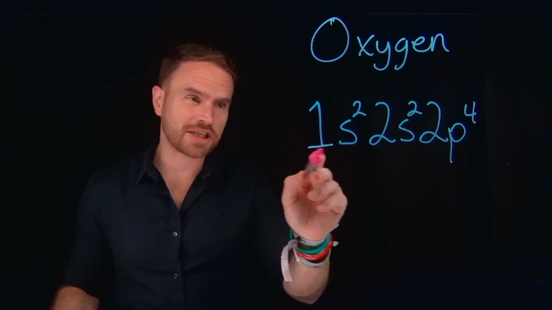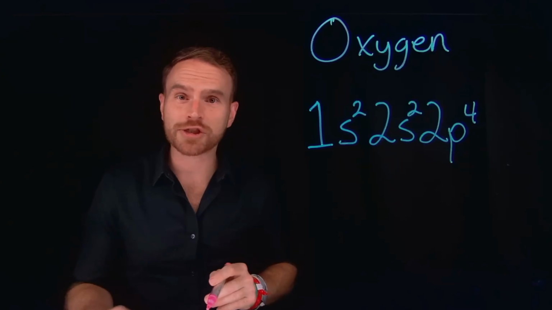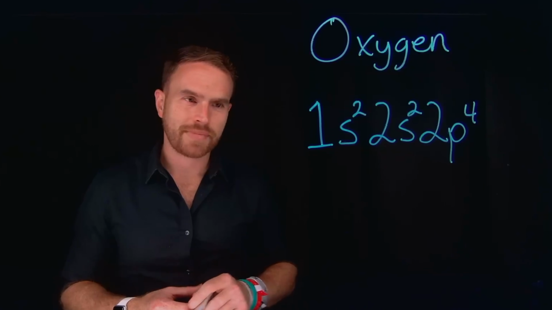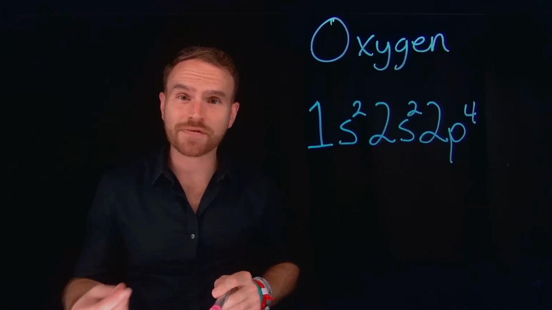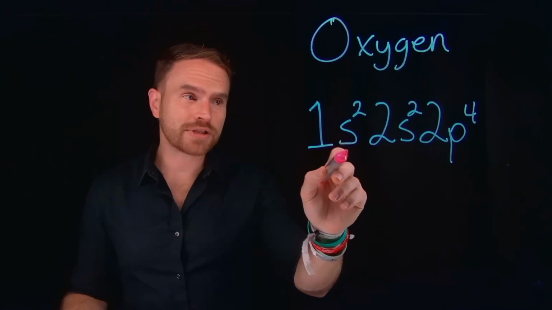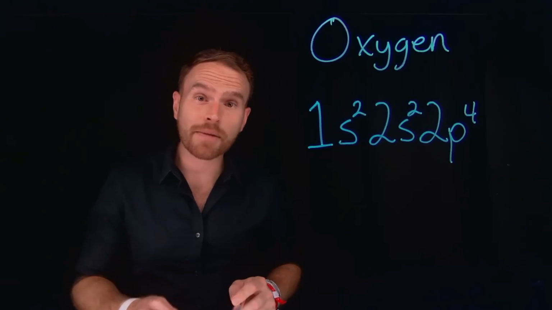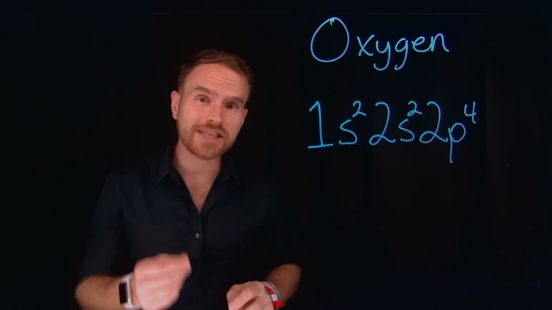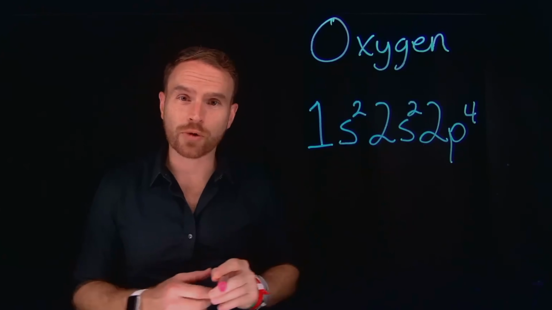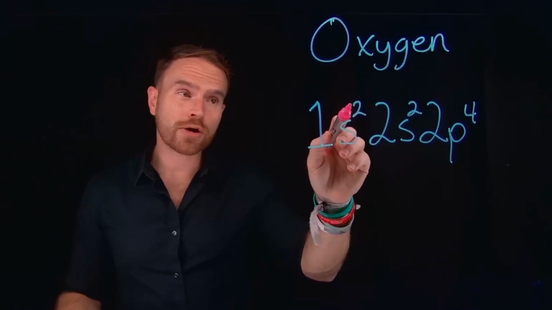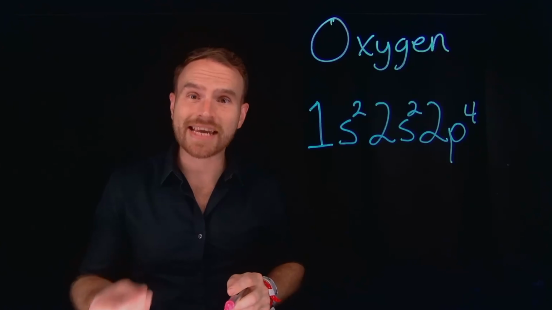The coefficients, or the numbers written in front of each of these letters, indicate what energy level each of these electrons is located in. And those energy levels actually tell you how far away from the nucleus each of these orbitals is located. The letters s, p, d, f, g, etc. actually tell you the sublevel or the orbital in which each of these electrons is located. For example, the s orbital or the p orbital in the case of oxygen. And then the numerical superscripts indicate how many electrons are located in each of those orbitals.